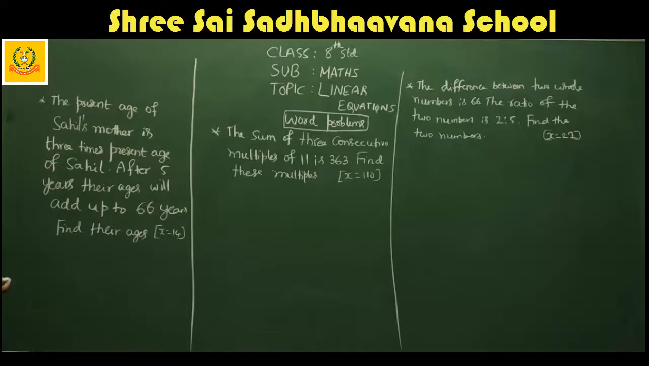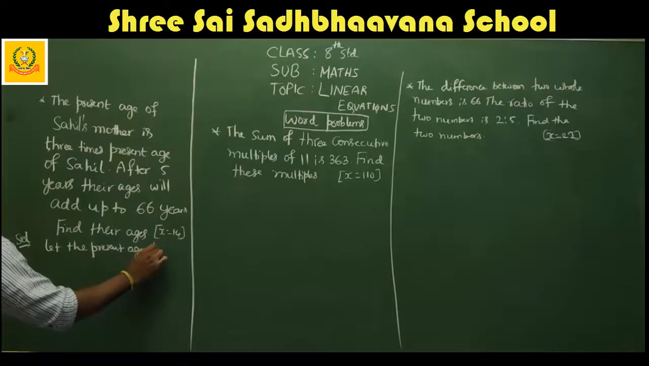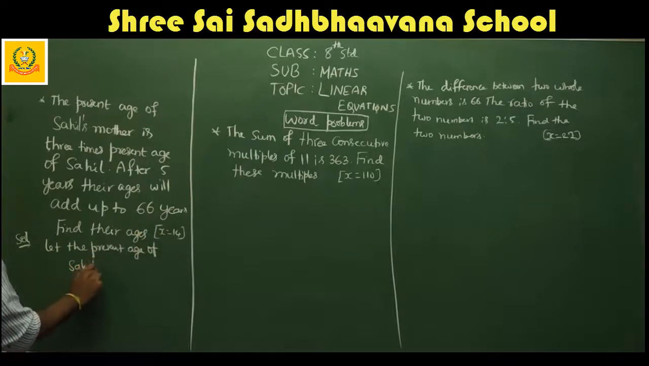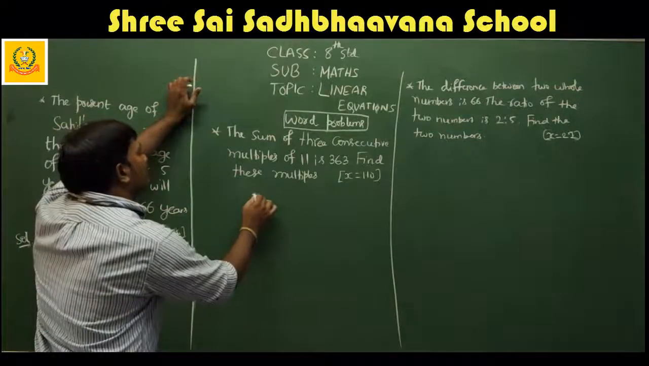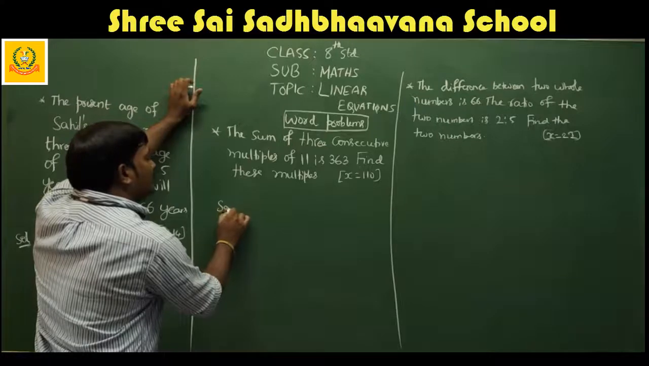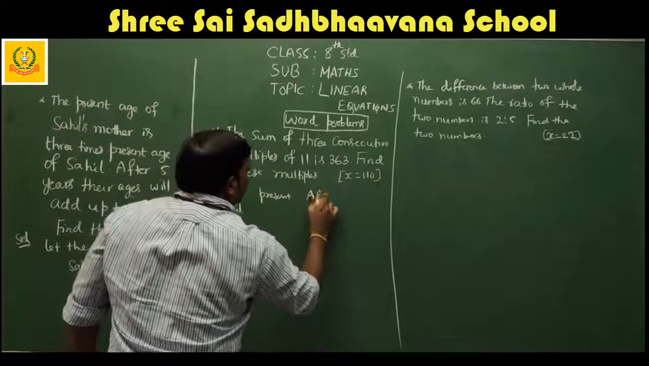So, first let me assume the present age of Sahil be x. Okay, his present age. Now the age of Sahil is x. Now here you have to understand one thing. I'll write one tabular column so that we can easily see. Present age, Sahil's present age, and after 5 years, what is his age?